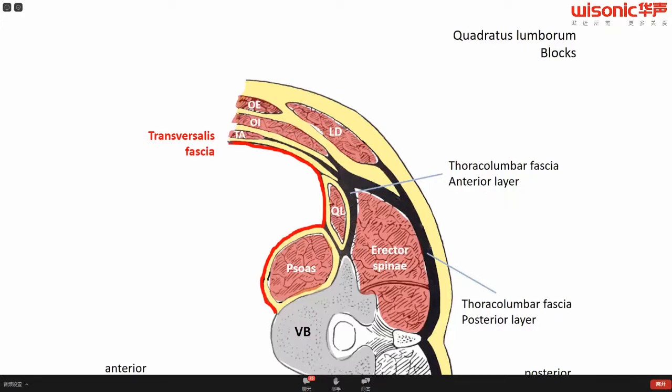You can see here the vertebral body. This is the psoas muscle in front of the transverse process. Behind, there's the erector spinae muscle. This black area is the thoracolumbar fascia, the posterior layer, the anterior layer. This is the latissimus dorsi muscle. And here are the abdominal muscles, the obliquus externus, internus, and the transversus abdominis.